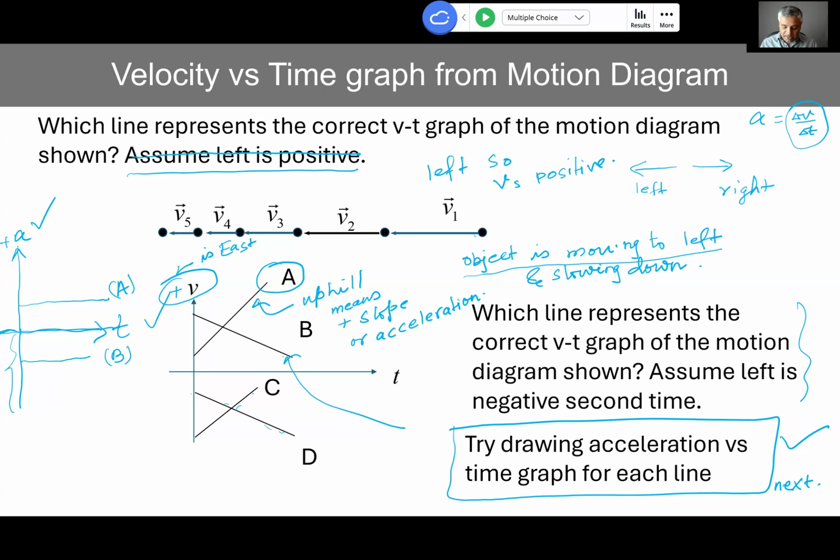Now for C, it's constant, since a straight line means constant. Is the slope positive or negative? For C, the slope is positive. Uphill means positive. Velocity is negative, so it's moving to the left, but the slope is positive. So acceleration is positive, and that's why it is slowing down. Positive slope. Downhill, negative slope.